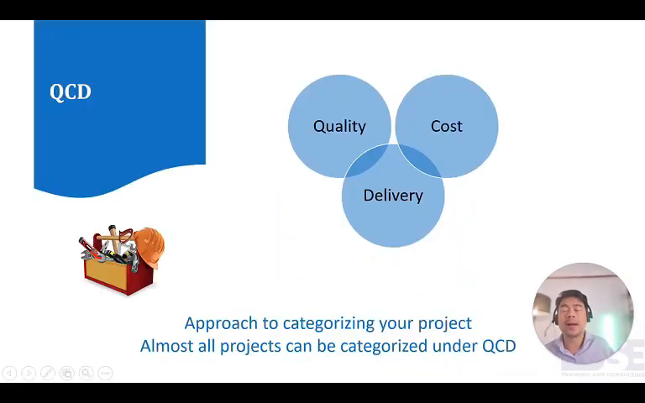Okay, we now go to the next tool that we encountered. It's a framework. We've discussed this in the lean part. It's called QCD. Basically, it only means that a challenge or a project can be categorized into 3 components. It could be a problem of quality, it could be a problem of cost, or it could be a problem of delivery.